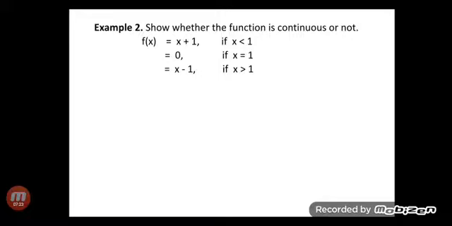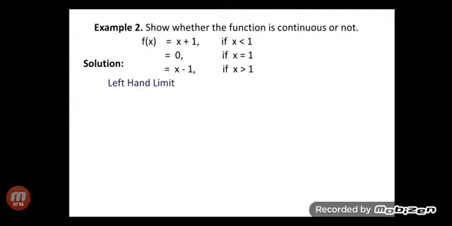Example number 2. Check whether the function is continuous or not, when f(x) is equal to x plus 1 for x less than 1, f(x) is equal to 0 when x is equal to 1, and f(x) is equal to x minus 1 if x is greater than 1. Solution.